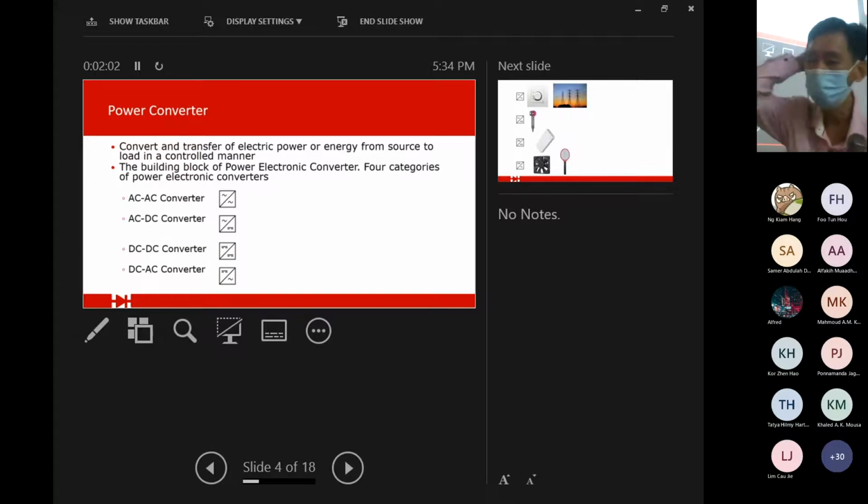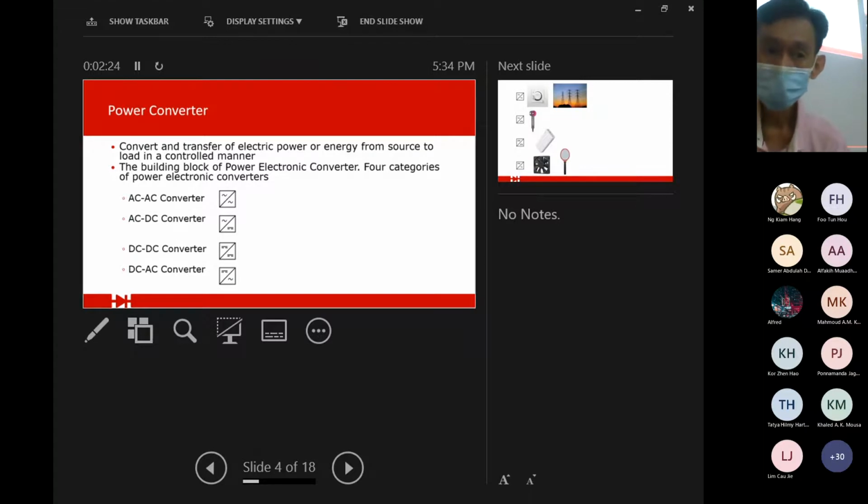Okay, now we come to the power converter. Like I said, the 4 pillars of power electronics, one is the power converter. It converts or transfers electrical power or energy from the source to the load in a controlled manner. So meaning that you always have one input and one output. Input is your source, output is your load. And then you will see that, like I said, there are only 4 types or categories.